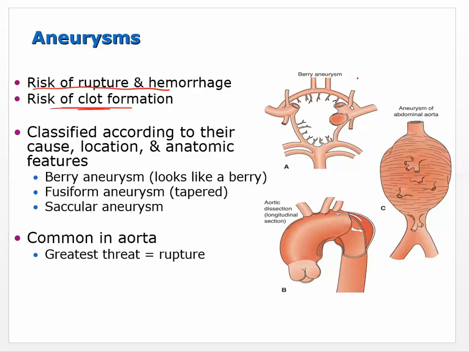Okay, so risk of rupture and hemorrhage, and risk of clot formation as part of the aneurysm. So you can see here the circle of Willis. That goes up into the brain, and you have this network of blood vessels that forms this thing called the circle of Willis.